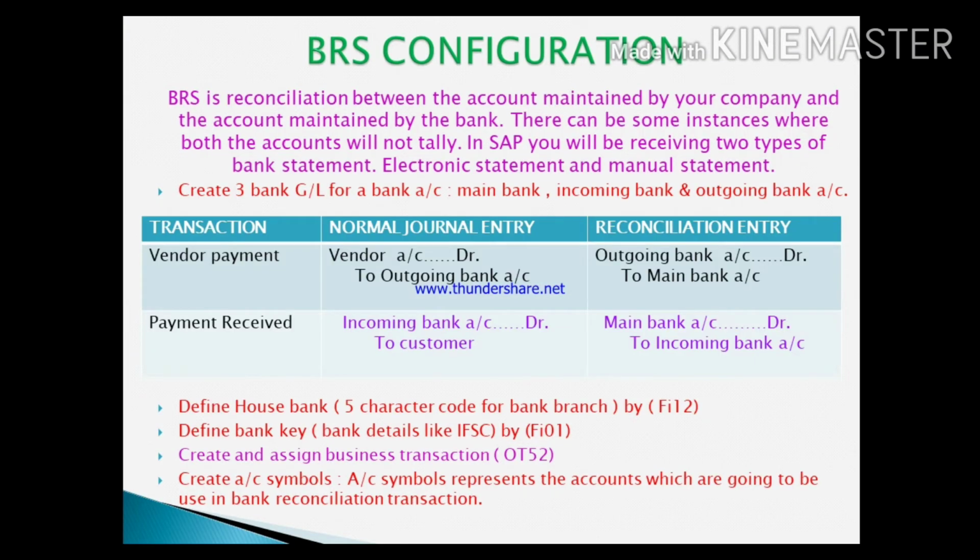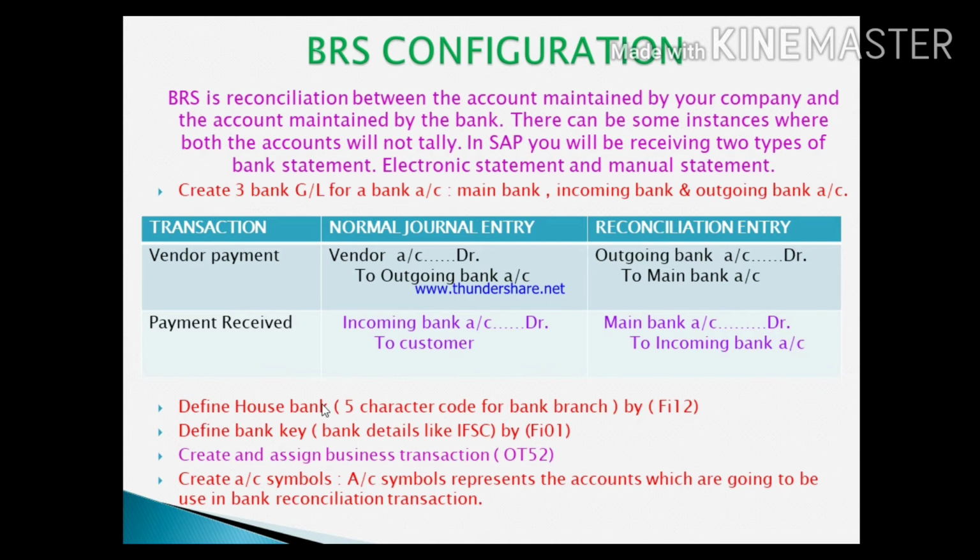Here see the GL entries, how journal entries will occur. For normal vendor payment, the entry is vendor account debit to outgoing bank. For reconciliation entry, outgoing bank account debit to main bank. Same as in payment received, normal journal entry is incoming bank account debit to customer. At the time of reconciliation, the entry is main bank account debit to incoming bank.